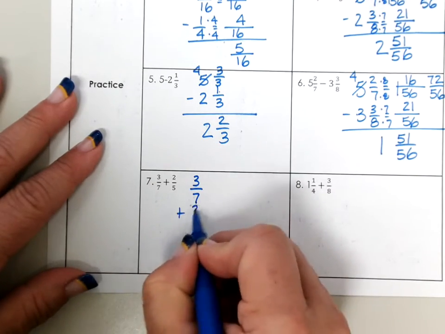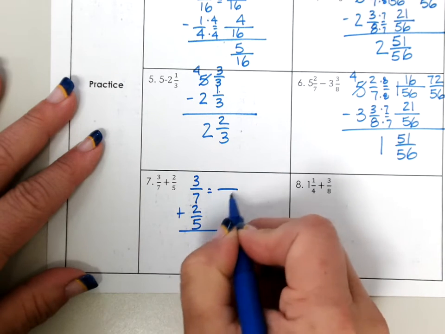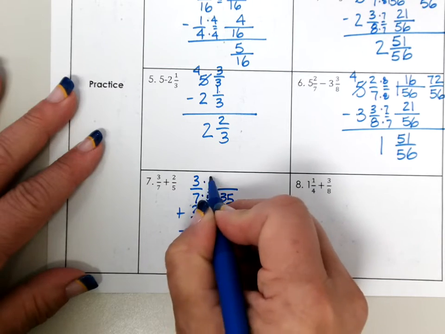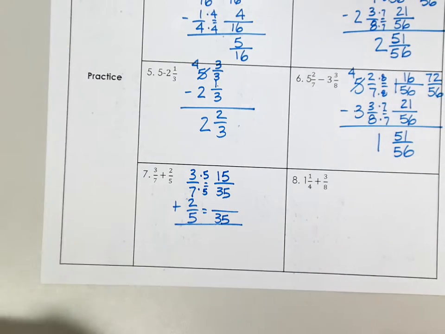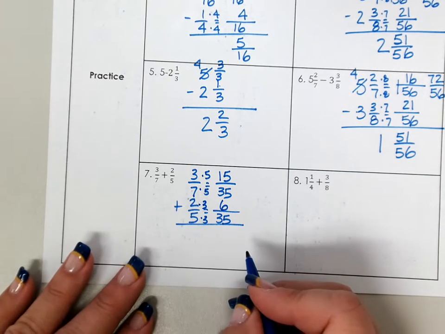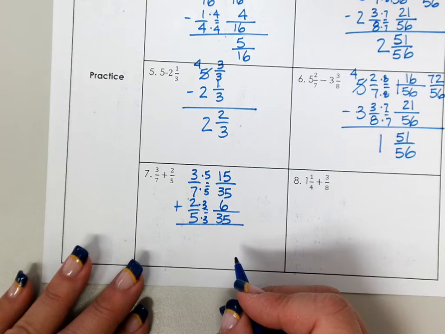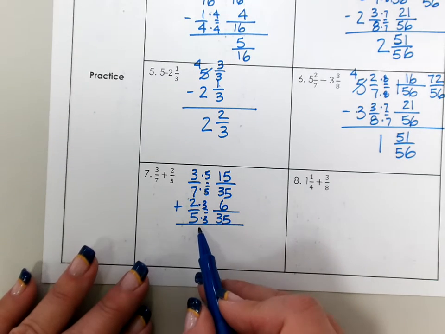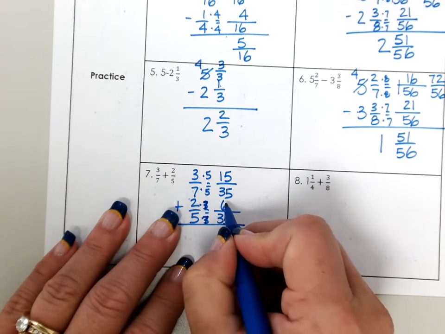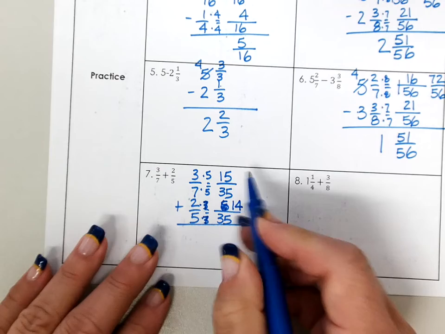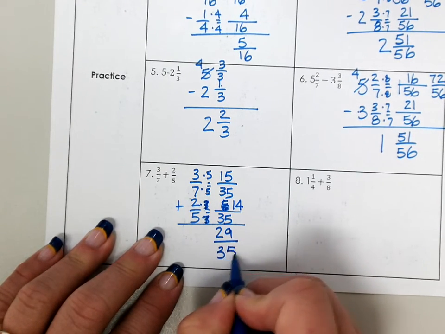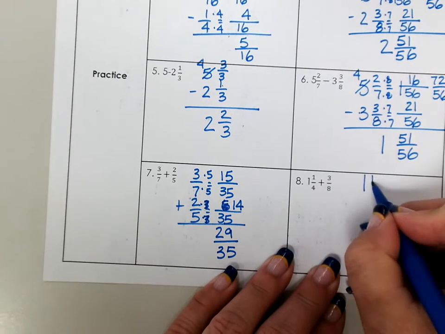3/7 plus 2/5. 35 is going to be my common denominator. I times 5 to get the new top, times 3, that'll give me 15 on the top. When I add this, I get, oops, why did I times 3? Sorry, times 7. That is 14. So now I have 15 plus 14 is 29 over 35, and that is in simplest form already.